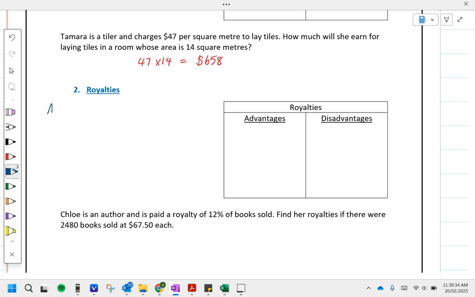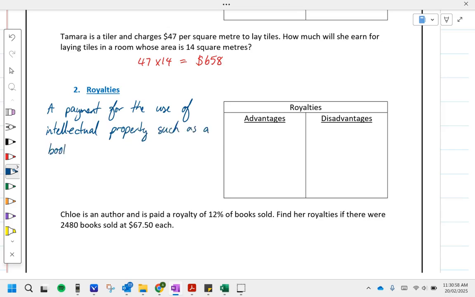Royalties. So a royalty is a payment for the use of intellectual property, such as a book or a song. It's calculated as a percentage of the revenue or profit.